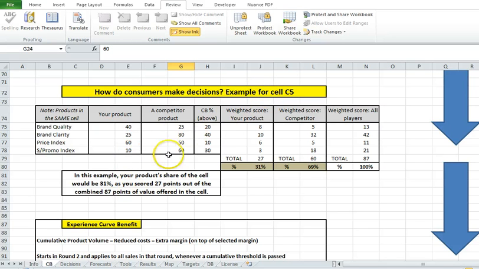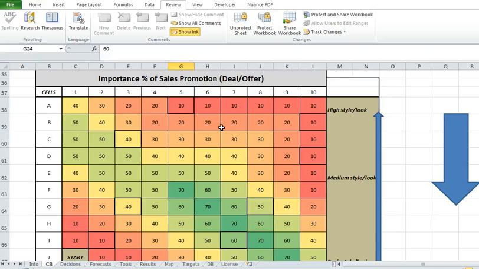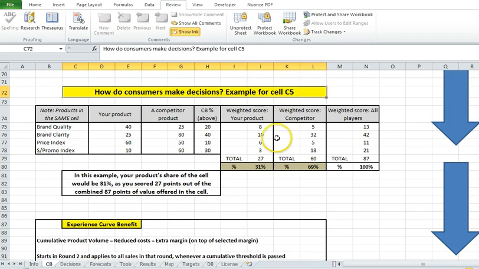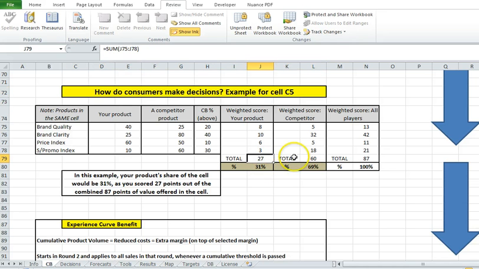That's our brand and our products. That's our competitors. And that's the importance, based on these numbers up above here, of how consumers make decisions. Those always add up to 100. Then it's a simple multiplication factor, 40 times the 20% importance. We score 8 there, we score 10 there, etc. And for our particular product in that one cell, so we could have products in this brand that are in different cells, but this one's in C5, we score 27 points.